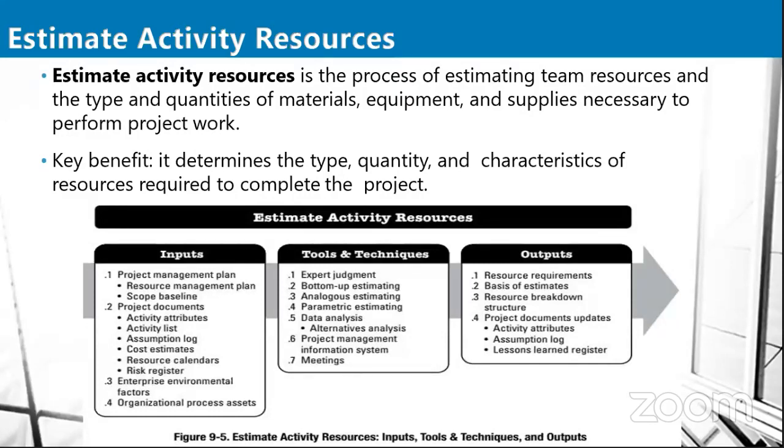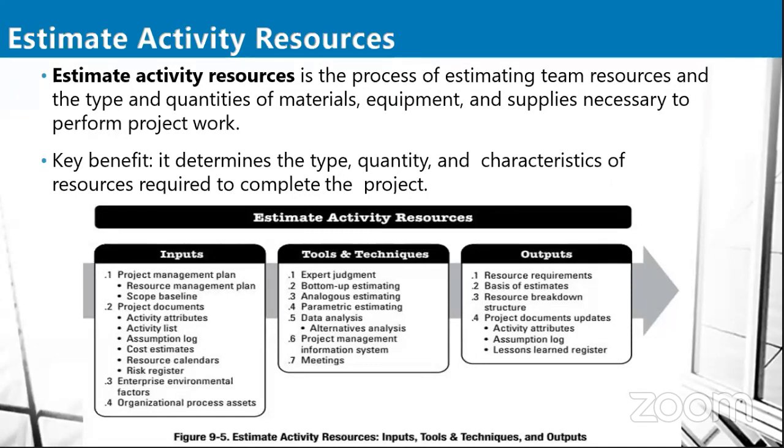Ensure that you get the best equipment, the best tools needed for that project, the best materials. You don't get substandard materials that will make a project collapse, especially if you are dealing with a construction project. Now, you have your inputs, tools and techniques, and outputs: project management plan, resource management plan, scope guidelines, project documents, enterprise factors. Then tools and techniques: expert judgment, bottom-up estimate, analogous estimate, and all that. We spoke about most of this in previous lectures, and that's why it's important you have knowledge of this.